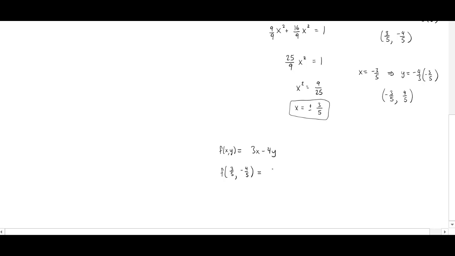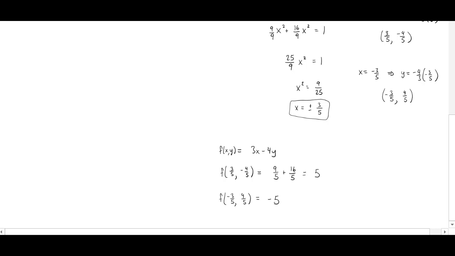So that will give me 9 over 5, plus 16 over 5. So 25 over 5 will be equal to 5. If I do the other point, negative 3/5, positive 4/5, it's going to be the negative of everything, so it's going to be negative 5.